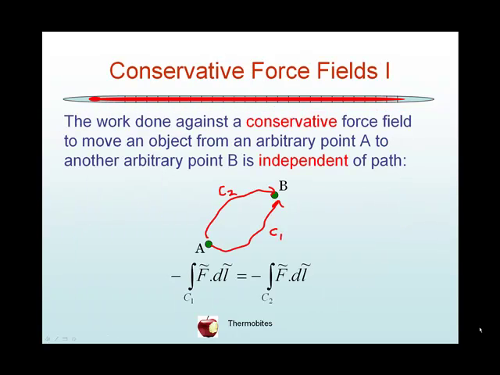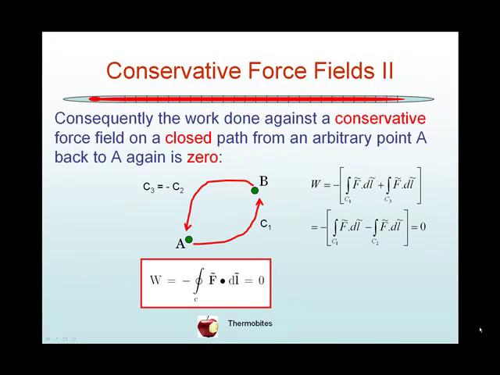Now, the work done against a conservative force field to move an object from an arbitrary point A to another arbitrary point B is independent of the path. That's how you define a conservative force field. The work is path independent. So as shown then, the integral along the path C1 of minus F dot dl is equal to the integral along the path C2 of minus F dot dl. So it doesn't matter how we get from A to B, the integral is the same in this conservative force field.